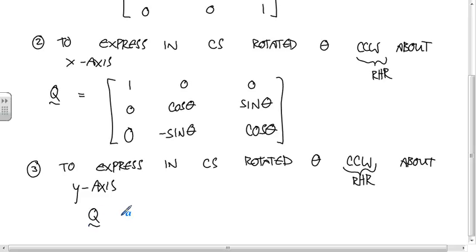Okay, so the Q for rotation about the y-axis, it's almost the same as these. It almost follows that formula, but it's cosine of theta, 0, negative sine of theta. So the negative comes in that top row, and then 0, 1, 0, and then sine of theta, 0, cosine of theta.